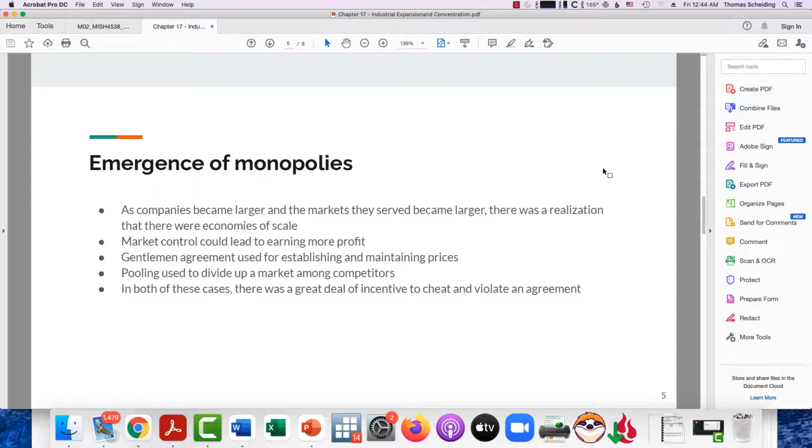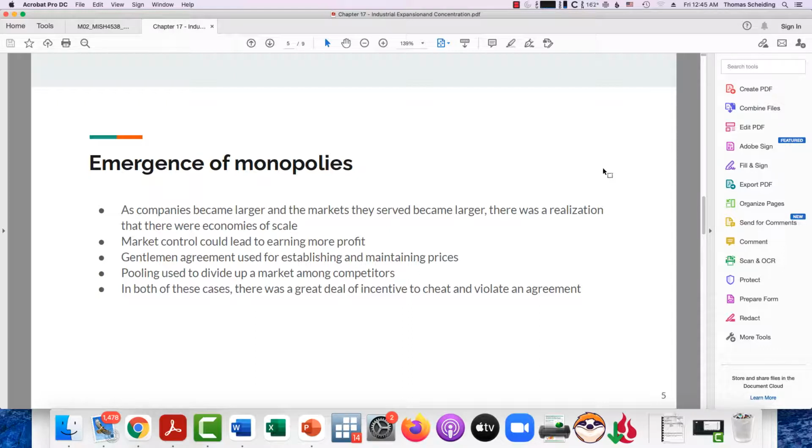Now, how do you do this? How do you get a really big market where you're earning a profit? How do you stop other companies from getting in there and competing against you? Well, one way you could do it is with what's called a gentleman's agreement. In that gentleman's agreement, you'd get all the leaders of those companies together in a room, and you would say, these are the prices we're going to charge. If you don't charge that price, we're going to be collectively very mean to you and do bad things to you.